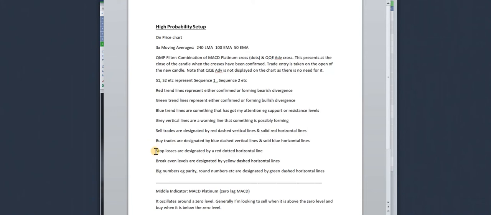Stop losses are the red dotted line, break even is yellow dashed, and big numbers are green dashed lines. Then there's an indicator at the bottom of the charts, which is a MACD Platinum, which is just a zero lag MACD. So that just explains what the different things on the charts are. You may want to pause the video, read that, take a screenshot or whatever.